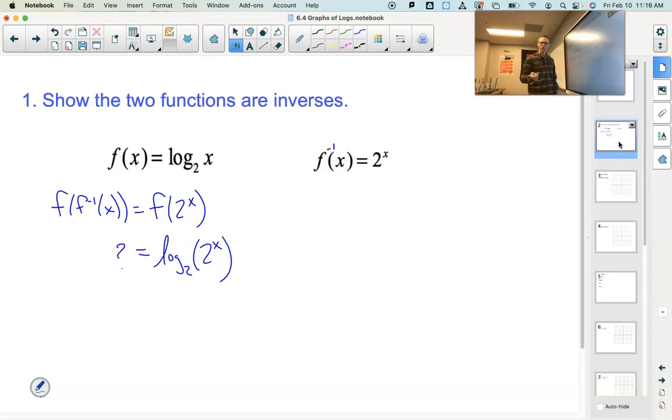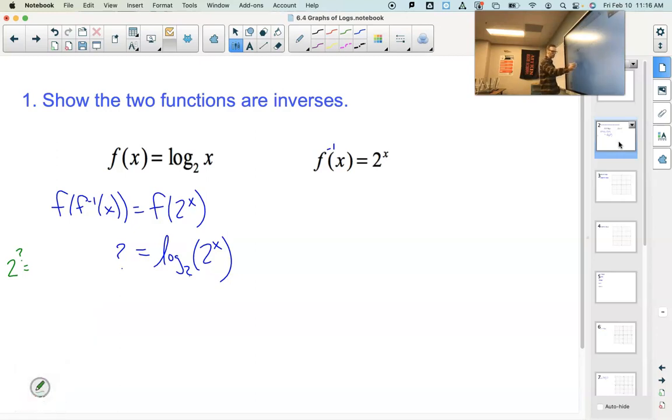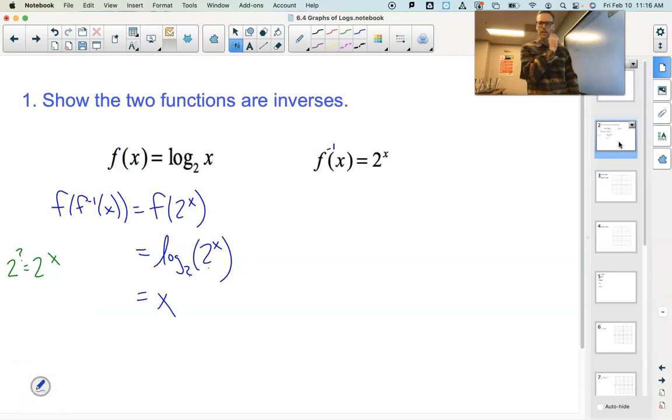Well, remember, we think about them as exponentials. What question would I have to ask myself? I'll do a little work on the side over here. 2 to the what power? So 2 to the what power equals 2 to the x. And the answer to that is, what's the question mark have to be? It has to be x. So this is really equal to x. So when we put 2 to the x into the log base 2 of x, they cancel each other out. Okay. Awesome.